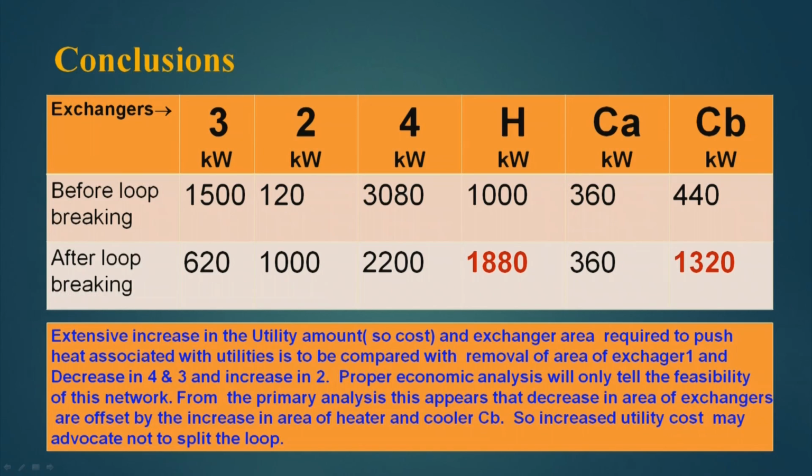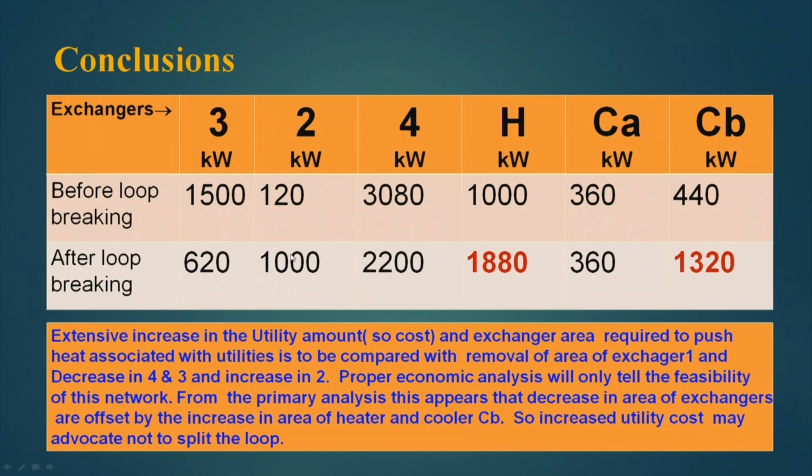Now, this is the conclusion. Extensive increase in the utility amount, so the cost, the exchanger area required to push heat associated with utilities is to be compared with removal of area of exchanger 1 and decrease in 4 and 3. 4 and 3 area has decreased, but the 2's area has increased. Proper economic analysis will only tell the feasibility of this network. From the primary analysis, it appears that the decrease in the area of the heat exchangers is offset by the increase in the area of heater and cooler.